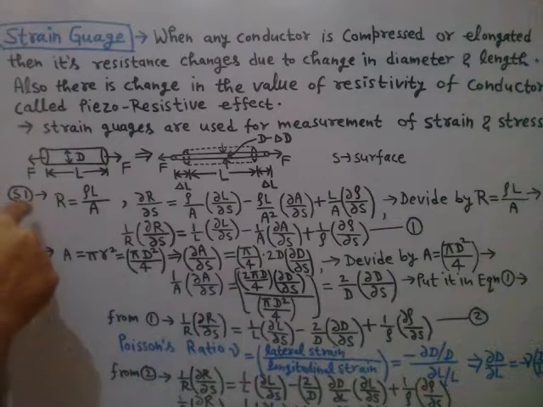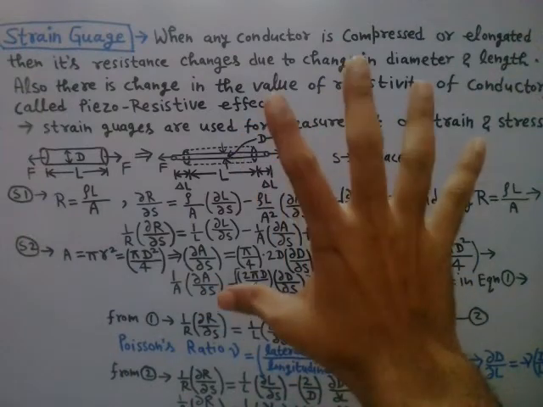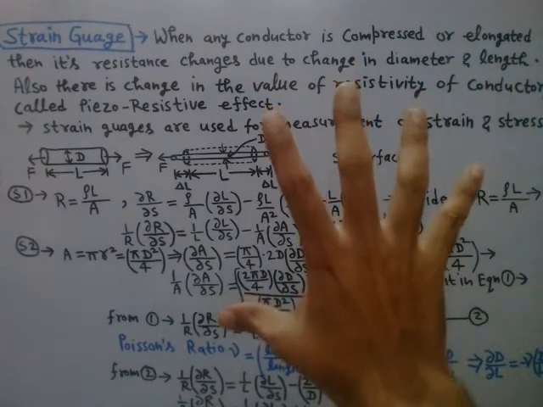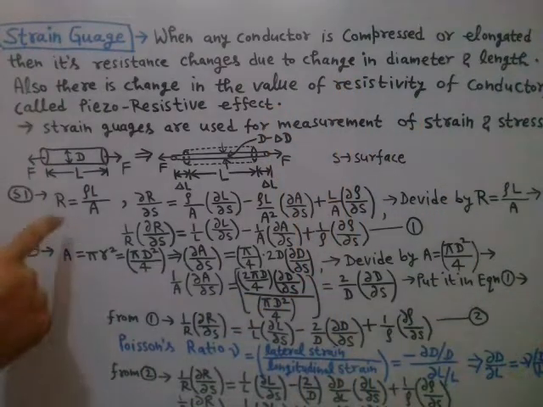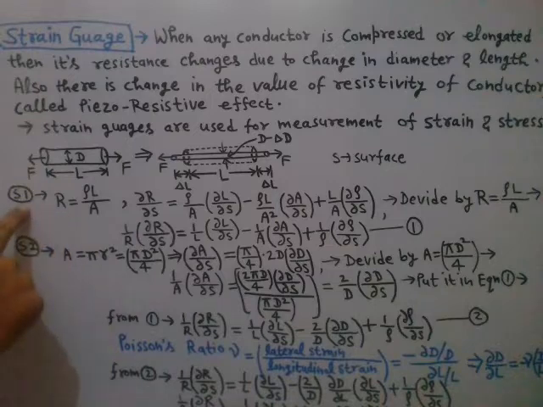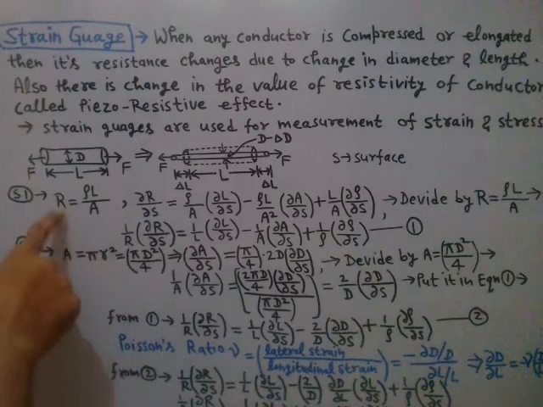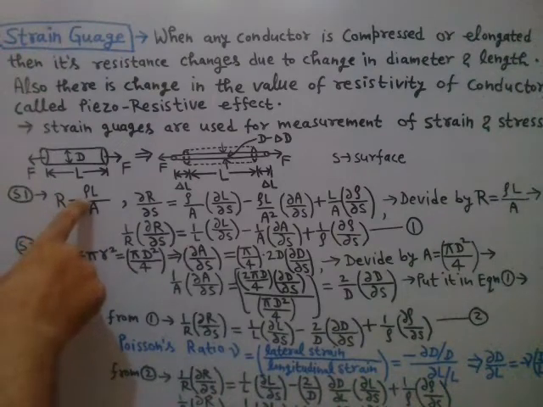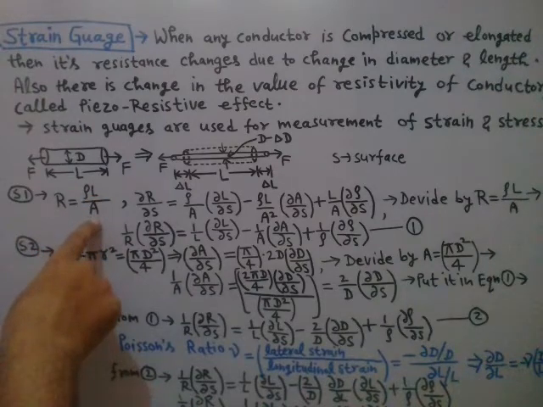I will do the derivation in a total of 5 steps. So I am taking step number 1. R is equal to rho L by A. That's a basic relation. R is the resistance of the conductor, rho is the resistivity of the conductor material, L is the length of the conductor, A is the area of cross section.